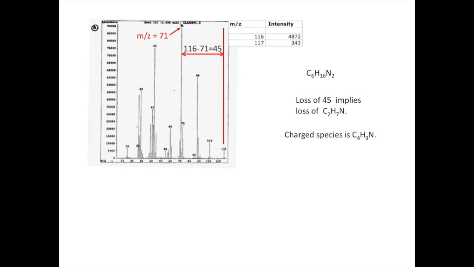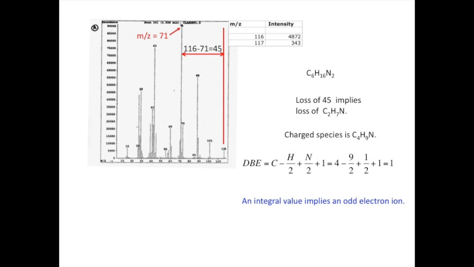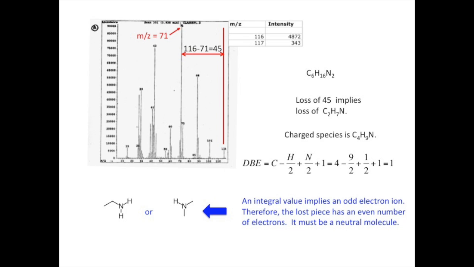If we calculate the number of double bond equivalents associated with that formula, we get an integer. An ion with an integral value of number of rings plus double bonds must also be an odd electron ion. Therefore, the piece that was lost as a neutral must have an even number of electrons. That implies that the loss was a neutral molecule. Either ethylamine or dimethylamine must have been lost.